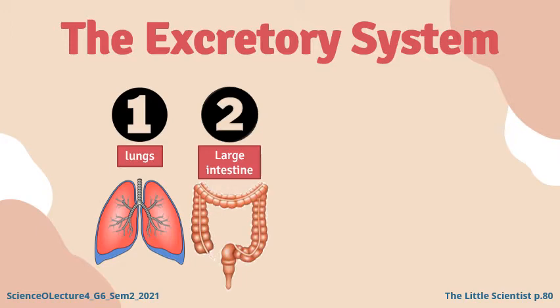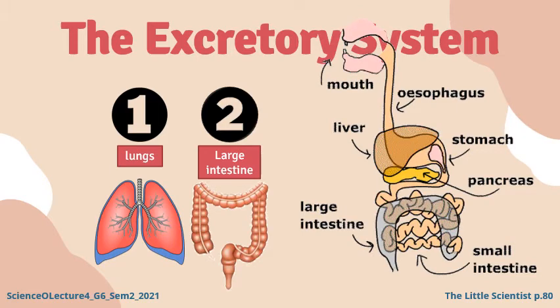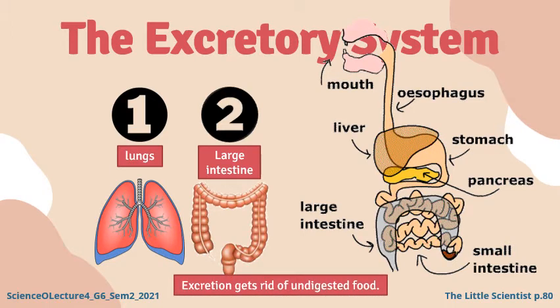What about the large intestine? Look at this. This is our digestive system. It digests food and turns it into nutrients, into proteins, vitamins, sugar needed by the body organs and cells. But some of the food has not been digested as food. So the job of the large intestine is to eliminate, to excrete the undigested food waste. And this is why the large intestine is a part of the excretory system.